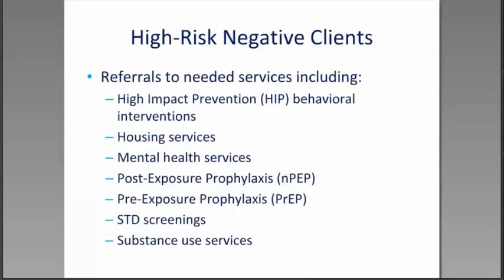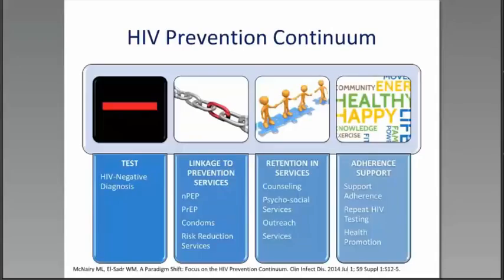Now, as far as HIV risk-negative individuals, the services that we're going to be providing are going to be very similar to the people who are living with HIV. Things to keep in mind is that obviously there's going to be a high emphasis on high-impact prevention behavioral interventions, housing services, mental health services, as well as PrEP and NPEP, STD screenings, and substance use services. So it will be very similar to the services that we're going to be providing to people living with HIV.